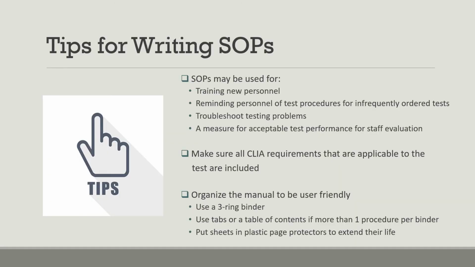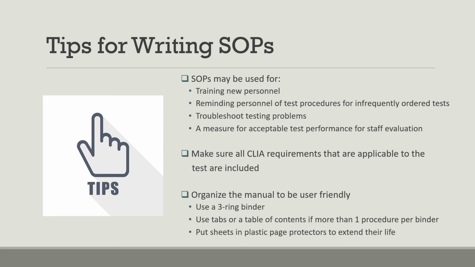Some of you may have already written procedures. Most of you will likely write at least one procedure in the course of your career. So, how do you write an effective procedure? Well, remember what your SOPs might be used for: training new personnel, reminding seasoned personnel of procedures they rarely perform, troubleshooting testing problems, and a measure for staff evaluation. So keep these in mind when writing your procedures and try to make sure the procedure covers all the points necessary. One of the most important things to remember is to make sure all your CLIA requirements are included. Be sure to check the requirements for your accrediting agency as well.